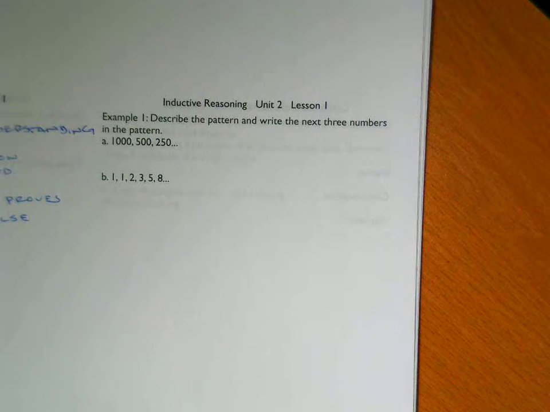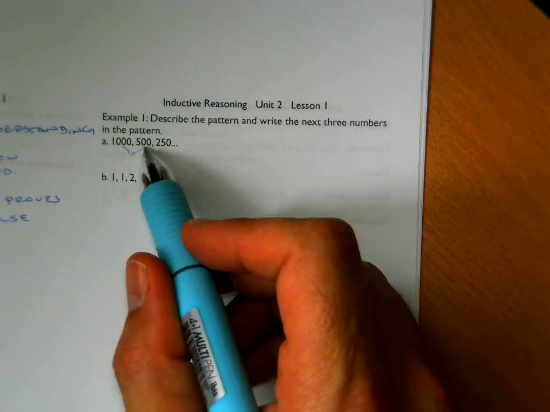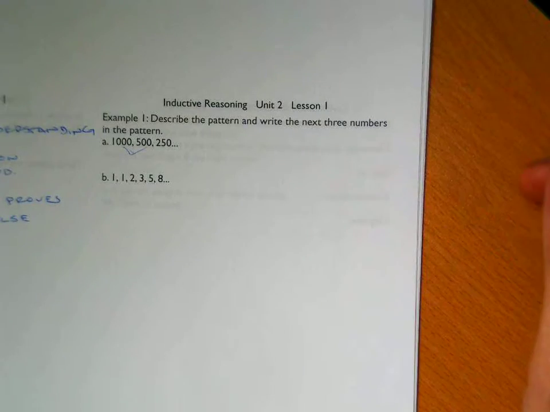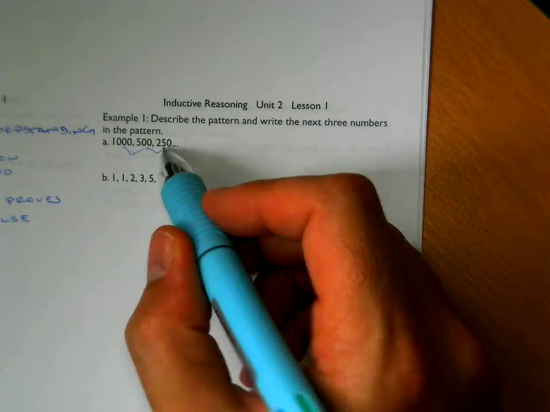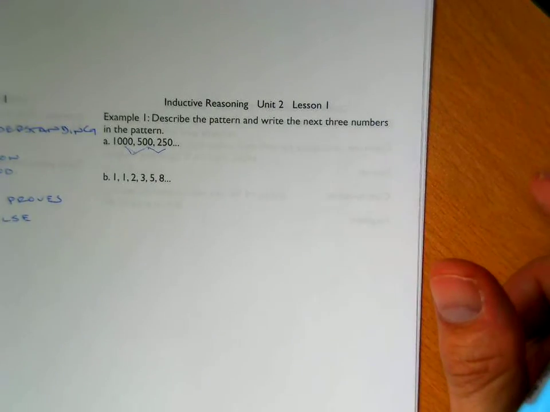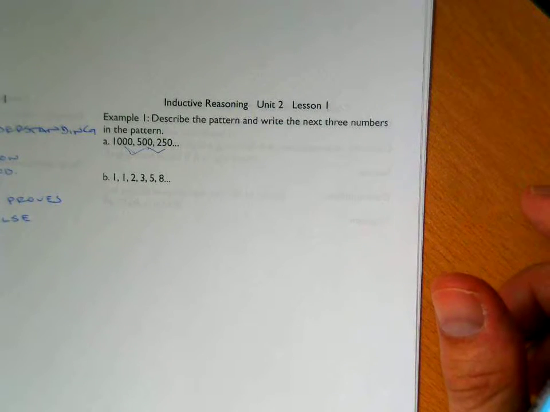All right, so here in example 1, it says describe the pattern and then write the next 3 numbers in the pattern. So looking here, I guess with these first 2, you'd say I would subtract 500. 1,000 minus 500 is 500. But if I continue with that pattern of subtracting by 500, then I certainly do not get the next number in the pattern.